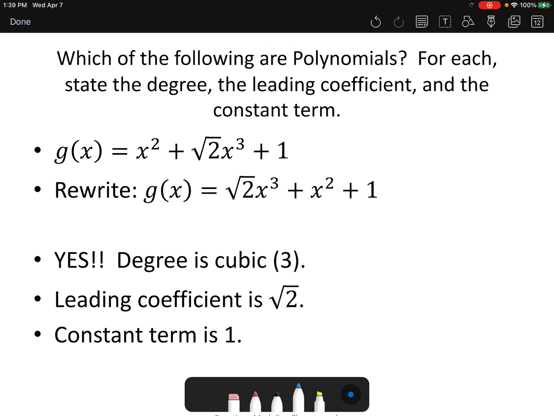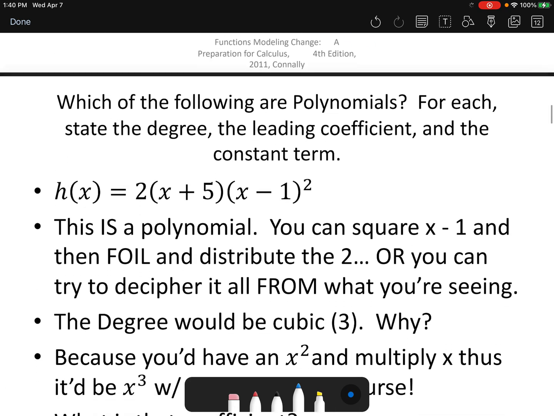Okay, what about g of x? Is that a polynomial? Well, if I switch these two, then yes, it is. 3, 2, and then there's no 1, and then the constant is a 1. So the highest power is a 3, so it's cubic. The leading coefficient is radical 2, and our constant term is 1. And all we're doing is sharing those answers to those questions: state the degree, the leading coefficient, and the constant term.